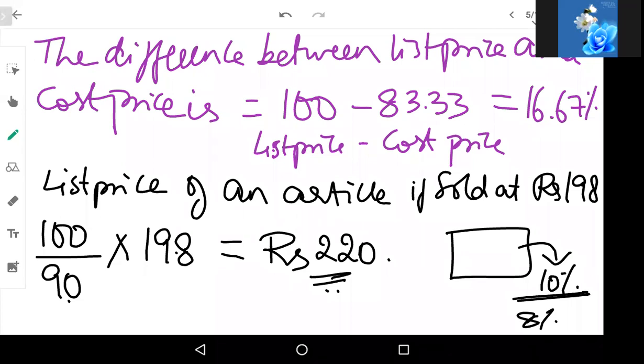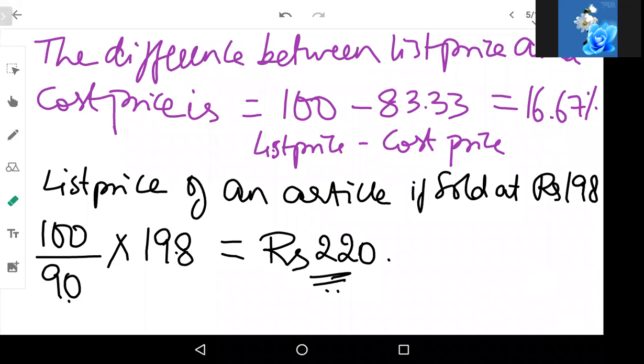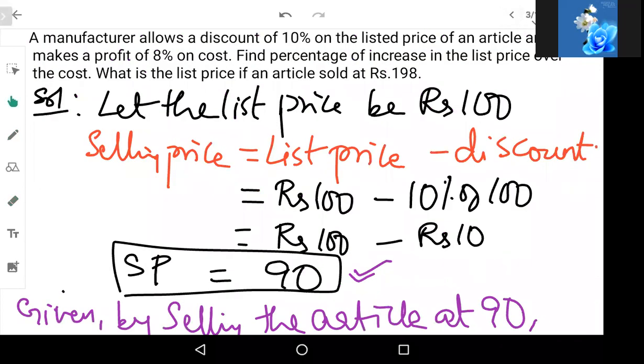Clear? Let us just summarize the whole problem once before going to the next problem. Okay. So listen carefully. So a manufacturer is allowing a discount of 10% on the listed price. So listed price is the MRP that he has put on the article. And he will still make profit of 8% on cost. So here, when you're solving, the main thing that you'll have to keep in mind is make sure you understand 10% on what.